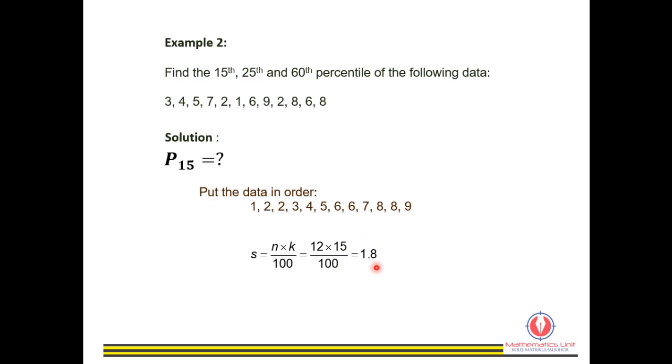1.8 is a non-integer, so your P15 is equal to X bracket 1.8. What is the meaning of bracket 1.8? You take the least integer greater than 1.8, which is 2. So P15 is equal to X2. This is X1, and this is X2. So your X2 is 2. So P15 is 2.